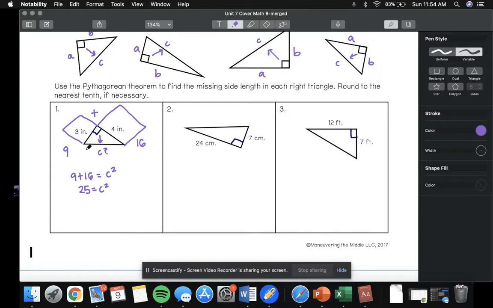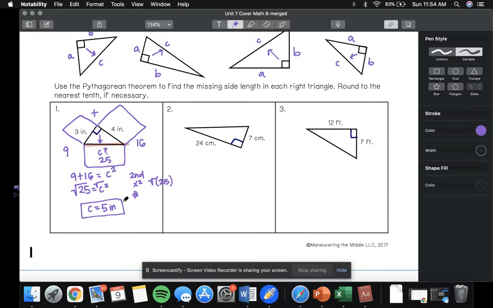Okay, so the area of this square is 25, but I want to know how long the actual side length is. So we have to either come up with what number times itself equals 25, or what we can do is just take the square root. On your calculator, you would hit the second button, you would hit x squared, and when you do that, the little square root symbol should pop up, and then you type in the number you want to take the square root of. For us, we're going to take the square root of 25. We hit enter, and we should get 5, which means that our hypotenuse is 5 inches long.